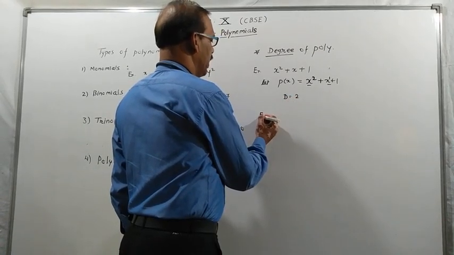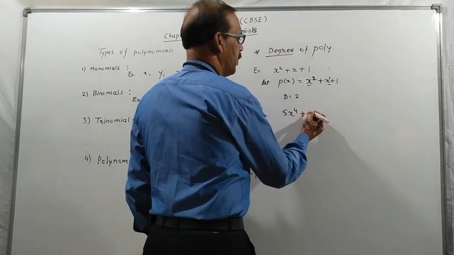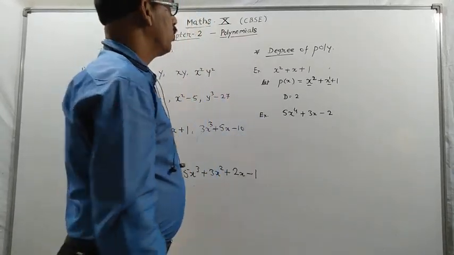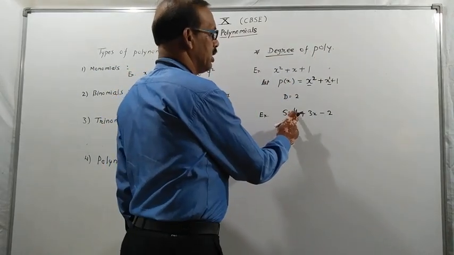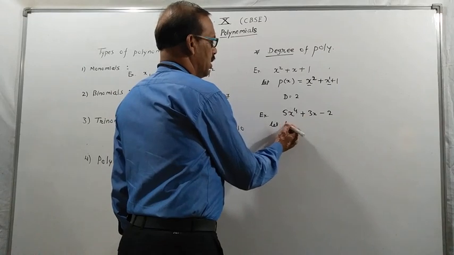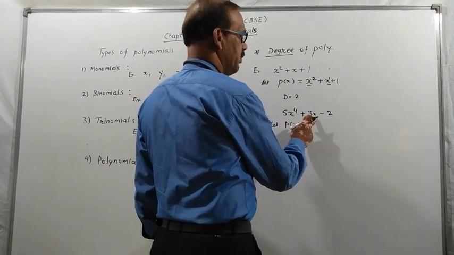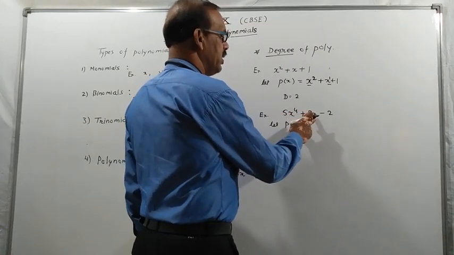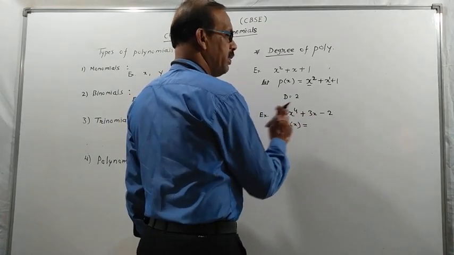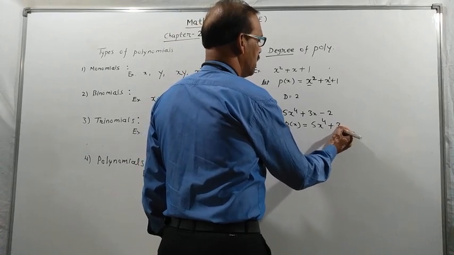One more example to find the degree of a polynomial: 5x raised to 4 plus 3x minus 2. This is an example of a trinomial, but to find the degree, we only check the highest power of the variable. Here the x variable is given, so the polynomial can be expressed in the form p of x. If instead of x the y variable is given, then we represent the polynomial by p of y. So for this x variable, p of x equals 5x raised to 4 plus 3x minus 2.